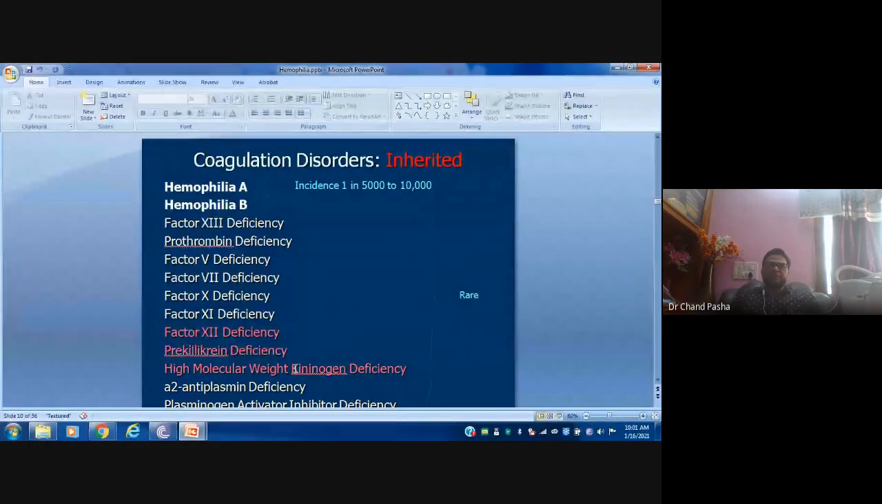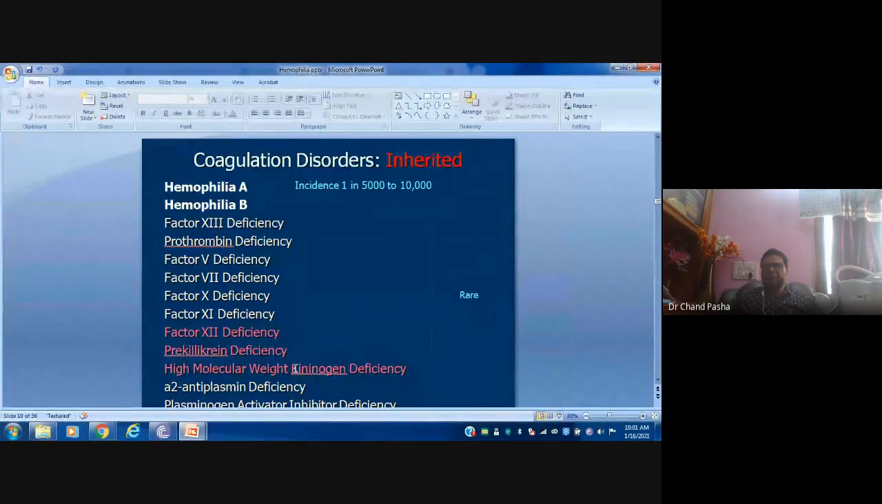Okay. So as far as coagulation disorders are concerned, in our syllabus we have only hemophilia. There is hemophilia A, hemophilia B, and factor 13 deficiency, prothrombin deficiency, factor 5 deficiency, factor 7, 10th, 11th, and 12th deficiency, and Fletcher factor deficiency, high molecular weight kininogen deficiency, and alpha 2 antiplasmin deficiency, plasminogen activator inhibitor deficiency. These are very rare, whereas hemophilia has a frequency of 1 in 5,000 to 10,000.